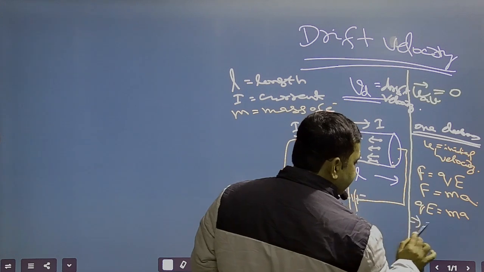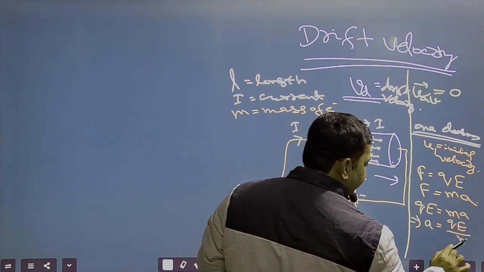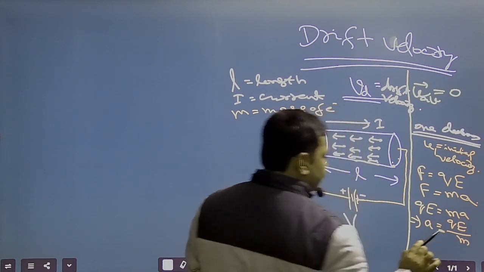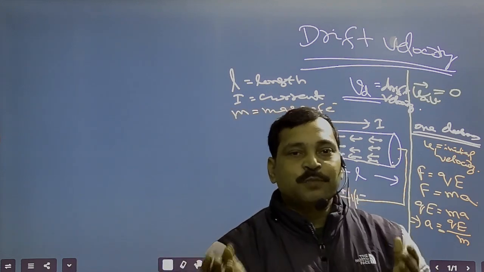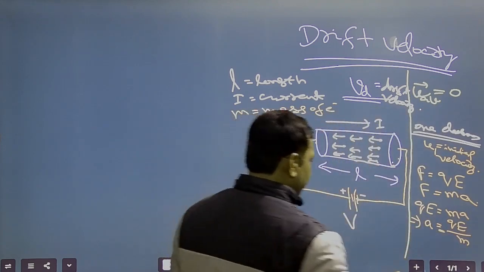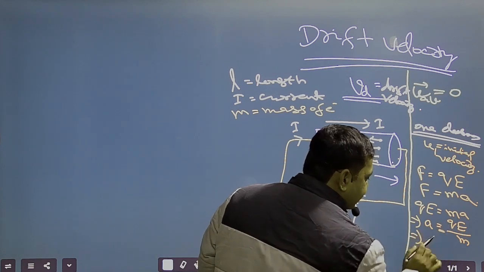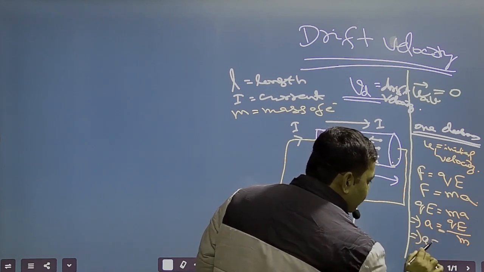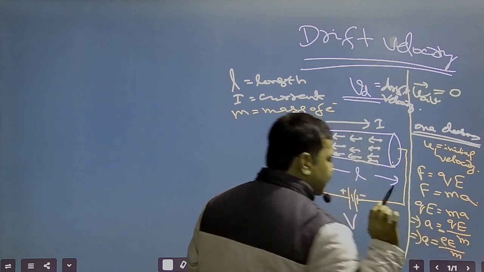So the acceleration will be equal to QE upon M. Here this will be negative, the reason being that the electrons are drifting opposite to the electric field, that is, from negative to positive. In this case the charge on the electron is e, so the value of a will be equal to minus eE upon m. So this is the negative sign.